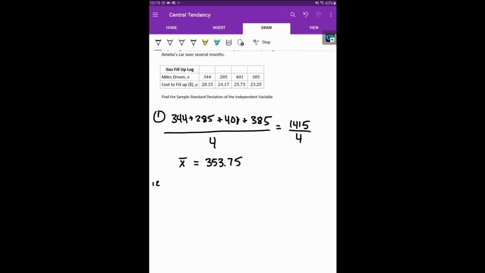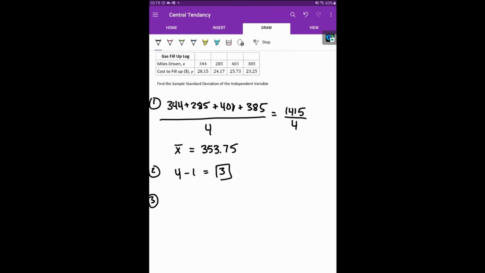Step two, figuring out that N minus one. We have four numbers that we're dealing with, and we subtract one from it. So that means the bottom number on our fraction would be 3. Now, step three is when we start plugging all this information into our standard deviation formula.